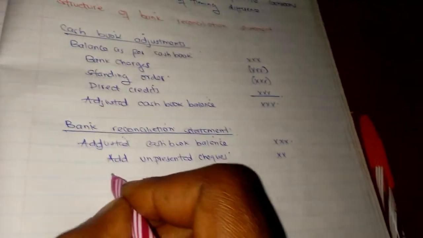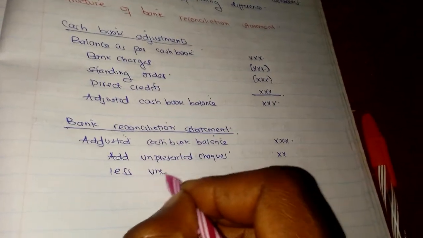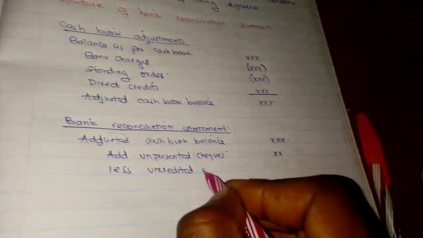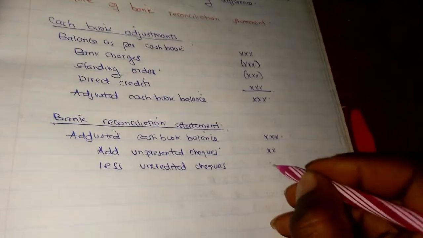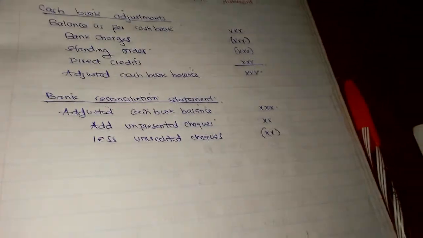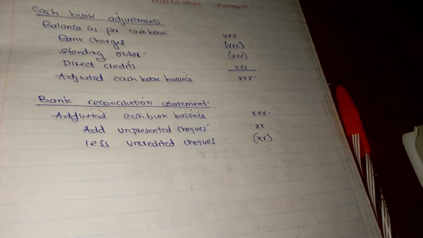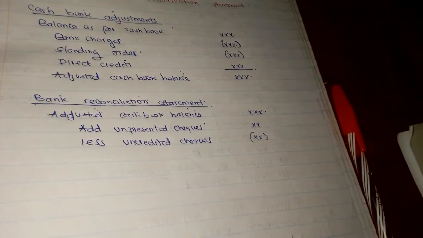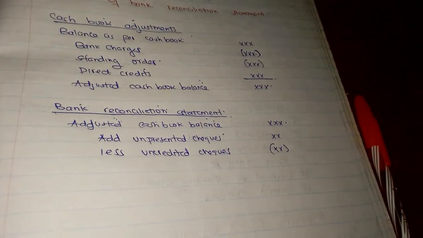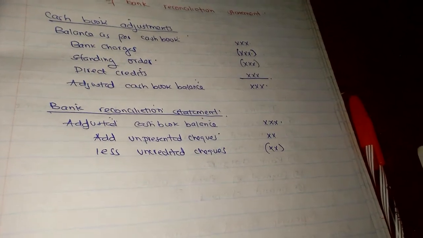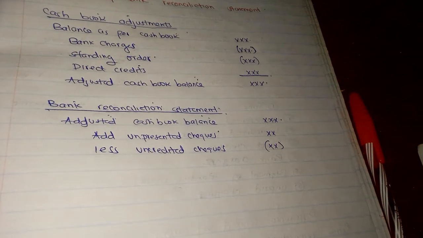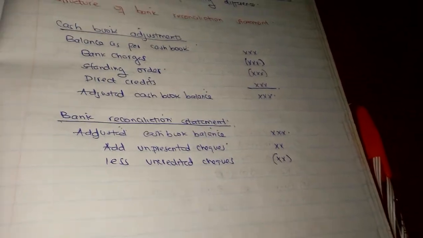Then you less uncredited checks. Remember, you are going to less uncredited checks, because let's say this date you bring a check and you have recorded it in your cash book, but you have not directed the bank to what? To credit on the other side. Okay, so you're going to less them. You less these uncredited checks, and after that you're going to find what?